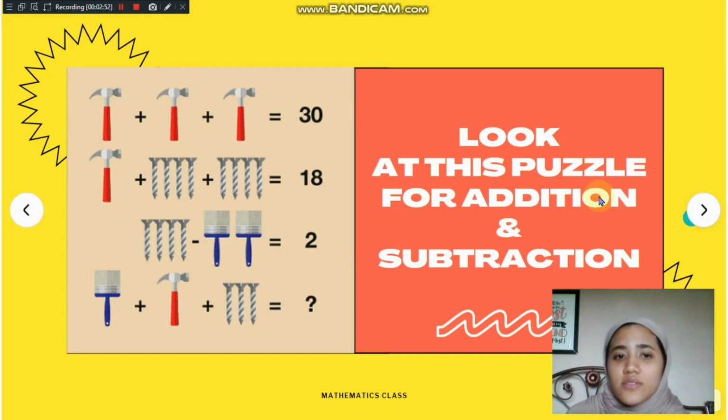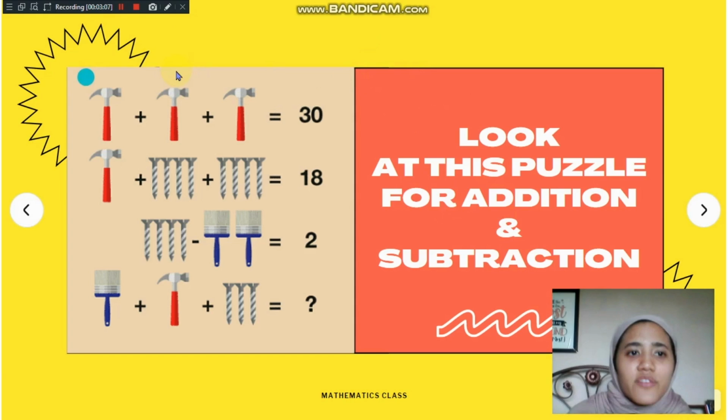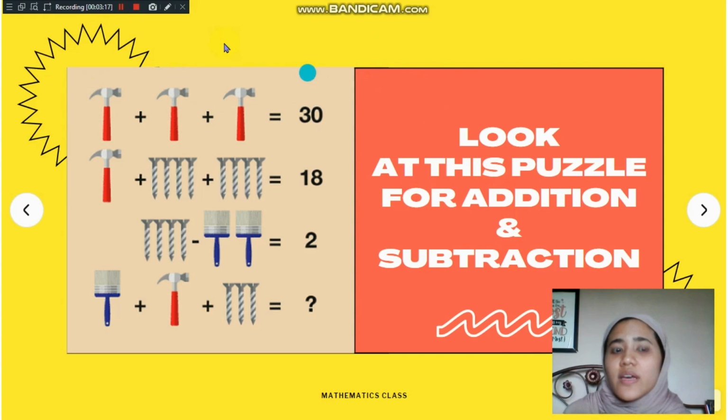Now for addition and subtraction. Like I said before, it's when you want to sum everything. So let's play a game, a quiz, an exercise, whatever you may call it. The first hammer plus the second hammer plus the third hammer equals 30. So what should be the value of each hammer? I'll give you a few moments to think of the answer.